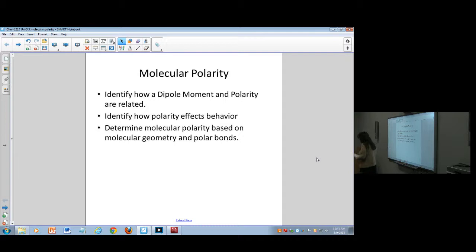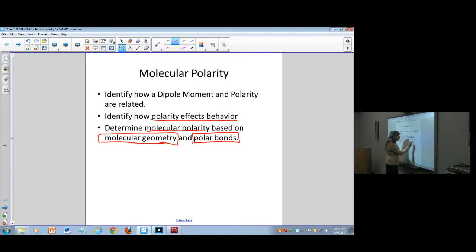So we're going to start with the concept of a dipole moment, and then I just briefly talked about how polarity affects the behavior, but we're going to see much more of this in Unit 7, and I'll try and notice a couple of things for you later. And finally, we're going to determine molecular polarity based on the molecular geometry and polar bonds. Okay, so we'll look at this.